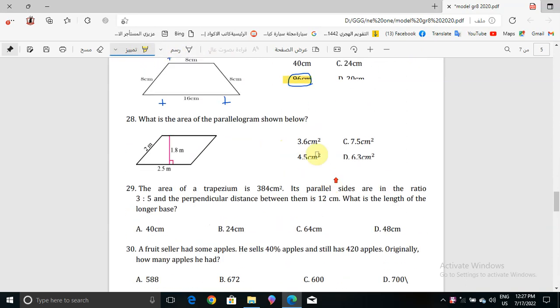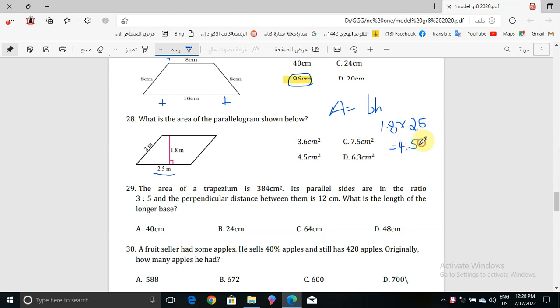Now question number 28. What is the area of the parallelogram shown below? As we said also before, the area of a parallelogram is equal to what? Base times height, right? Here the base we have 2.5 meters and the height we have 1.8 meters. So that means 1.8 times 2.5 will give us what?